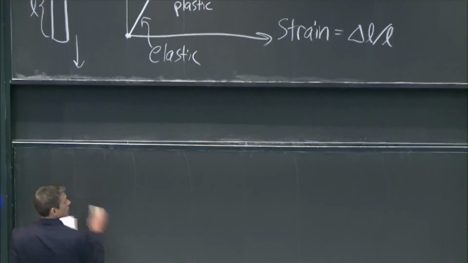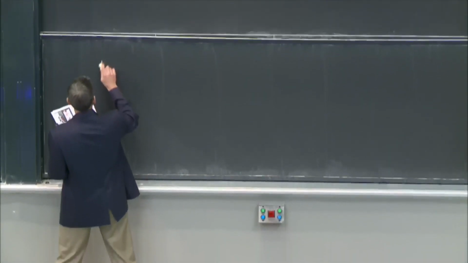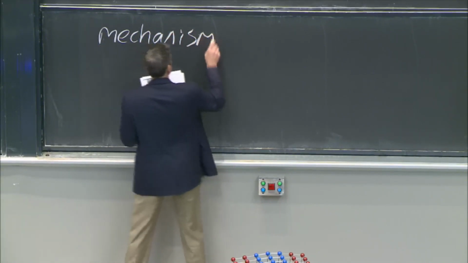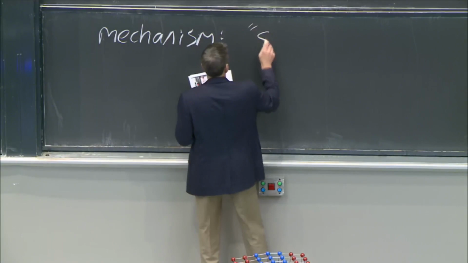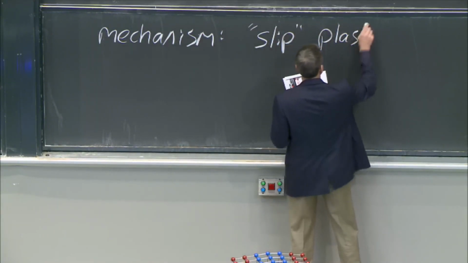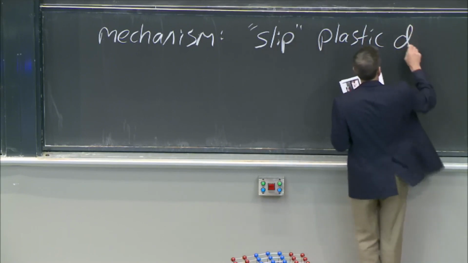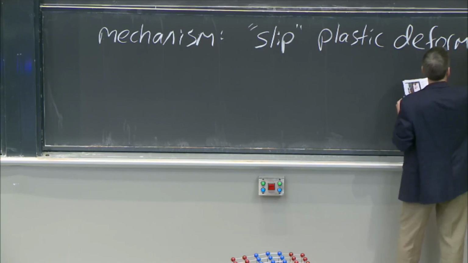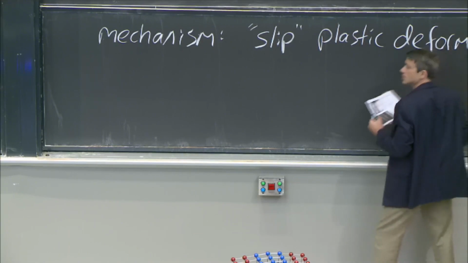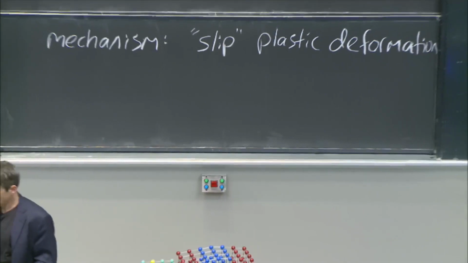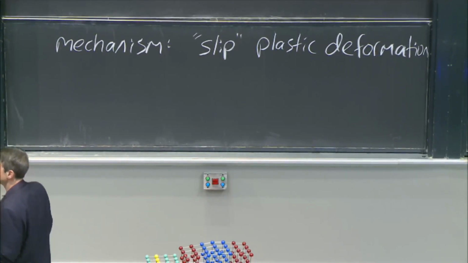And the plastic deformation mechanism is called slip. The mechanism is called slip that leads to plastic deformation. And it leads to that picture, and it leads to the data that they got from the Instron machine. So where does it come from?